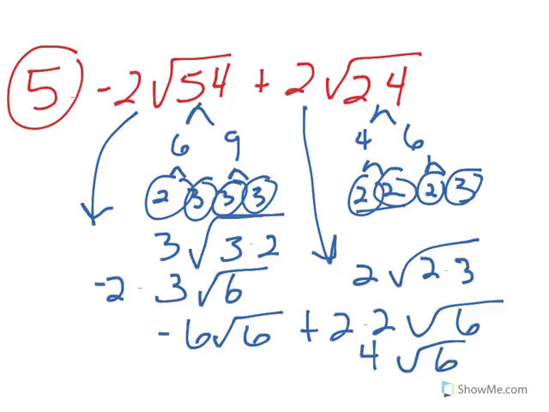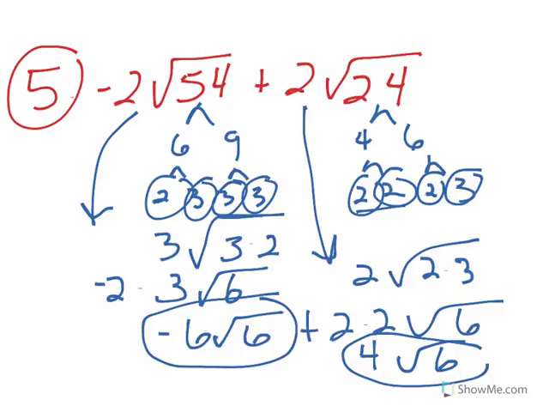Now you can add these because they're the same. So you're going to add negative 6 plus 4, and that's going to give you negative 2 square roots of 6.